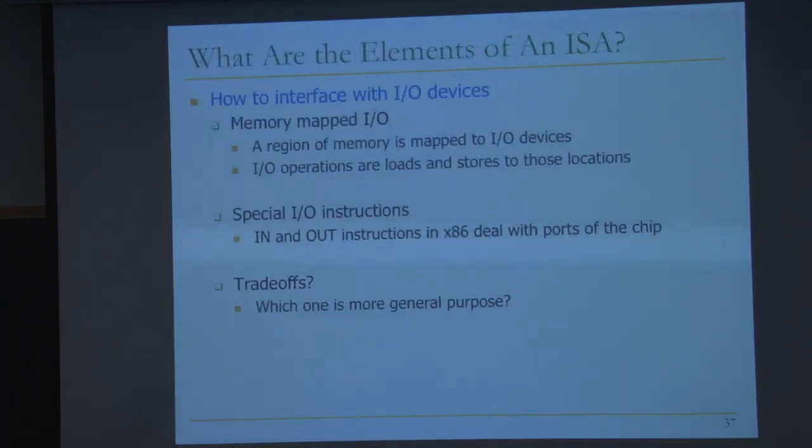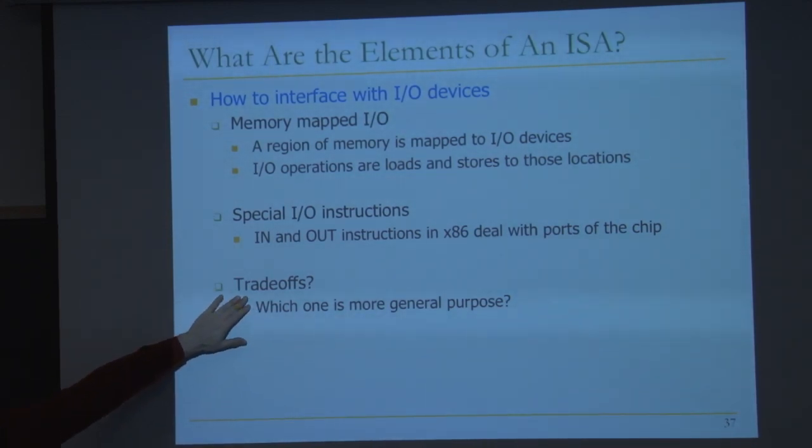OK. So how to interface with I/O devices is another element of an ISA. And we're not going to cover that as much in this course, but this is also important. How do you do I/O, input, output? You could have special I/O instructions. For example, in x86, you have in and out instructions that deal with ports of the chip directly. Or you could do memory mapped I/O, which most processors today do. Right? You could map a region of memory to the I/O devices and treat the I/O device just like memory. You do loads and stores to the I/O device. And we will see this in the LC3B ISA a little bit.